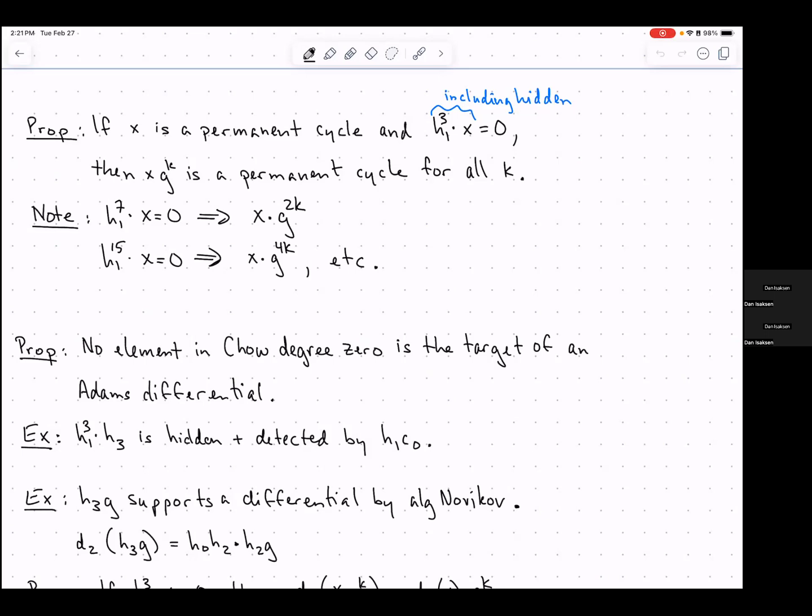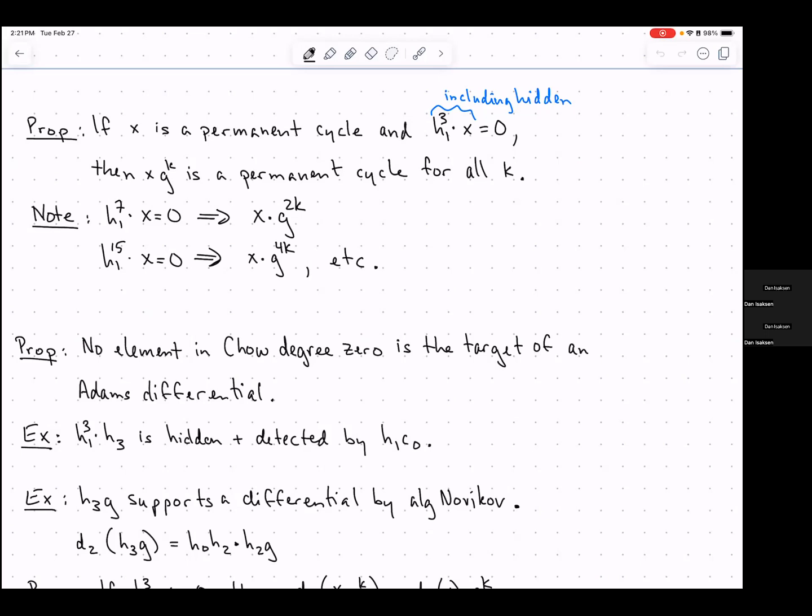This kind of proposition is not true in higher Chow degree. In Chow degree 1, elements can be the targets of d2 differentials. That's not so bad because d3 and higher are ruled out, but it can still be the target of d2 differentials, and you have to deal with that. But in Chow degree 0, we got that for free.